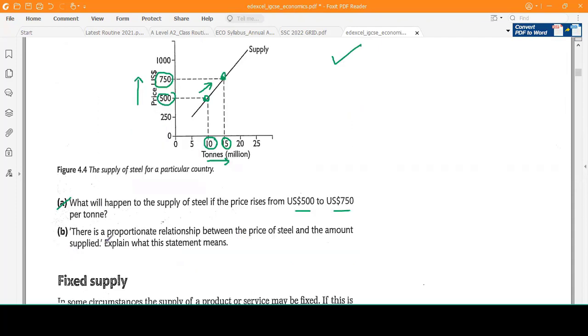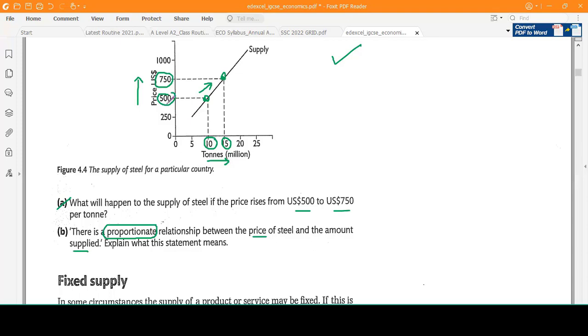Then question B: there is a proportionate relationship between the price of steel and the amount supplied. The relationship between price and supply is proportionate. So what does proportionate mean? It means both items increase by the same amount. For example, if the price rises from 500 to 750, and this one from 10 to 15, if you just do the calculation, you can understand how much it is increasing.